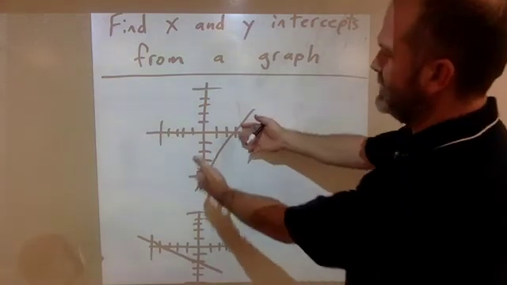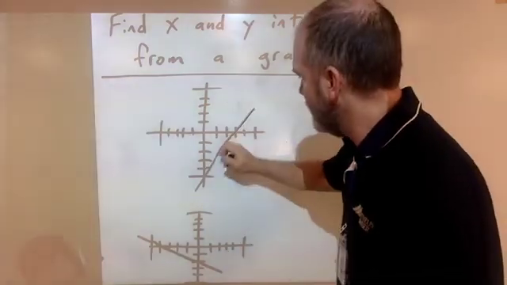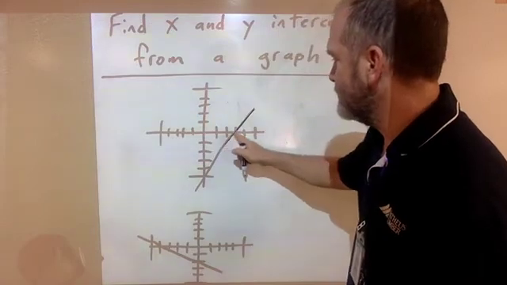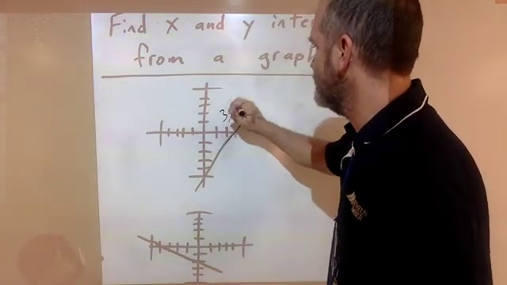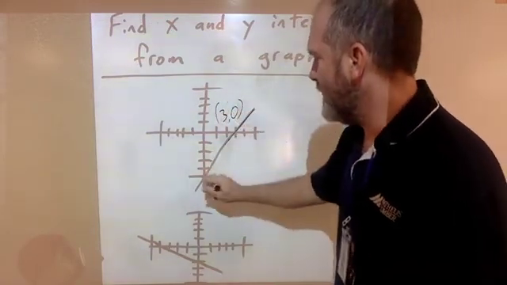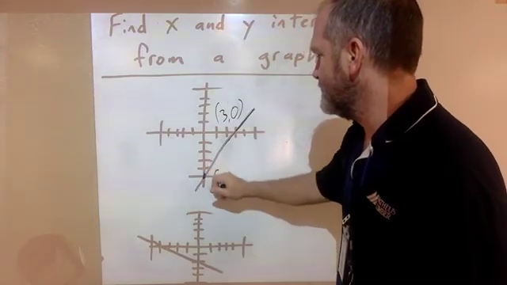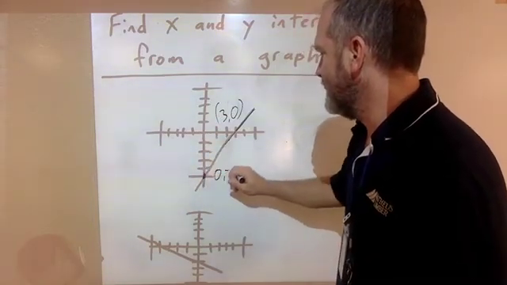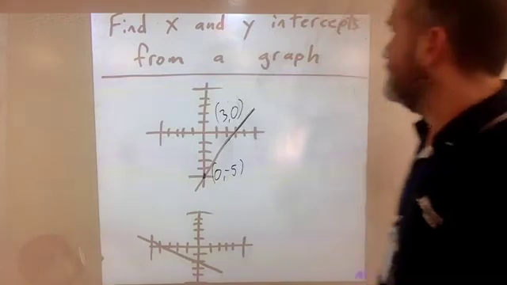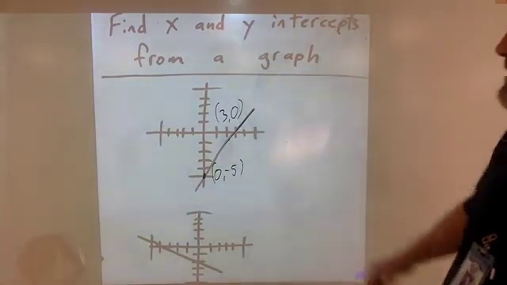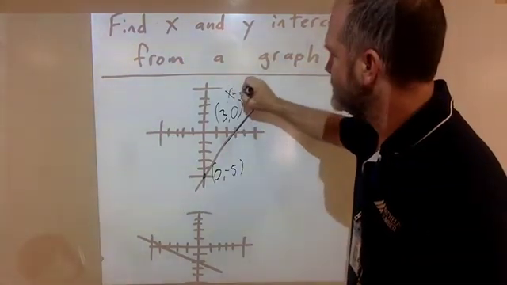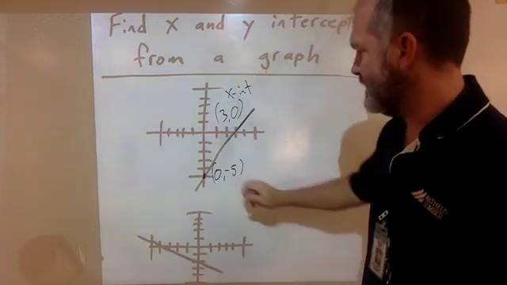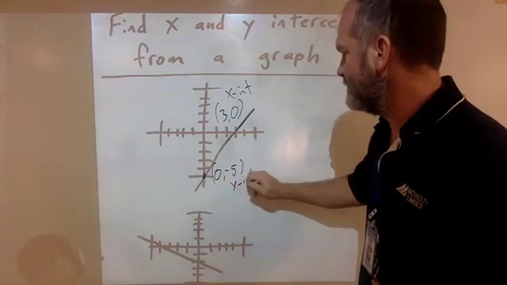So you just look at this graph. Where does it cross the x-axis? 1, 2, 3 spaces over at 3, 0. Where does it cross the y-axis? It crosses at 0, down 5 spaces, -5. So if it says find the x and y intercepts, you just found them. This is the x-intercept. That's where it crosses the x-axis. This is the y-intercept. That's where it crosses the y-axis.